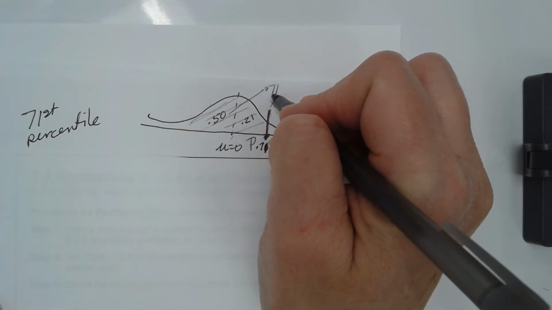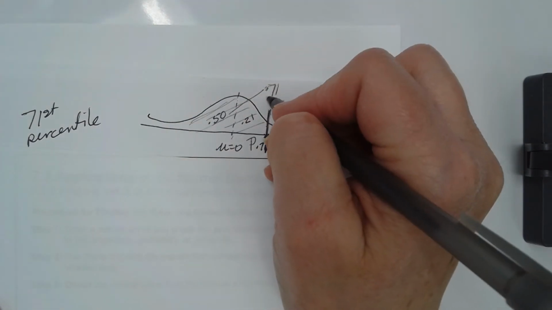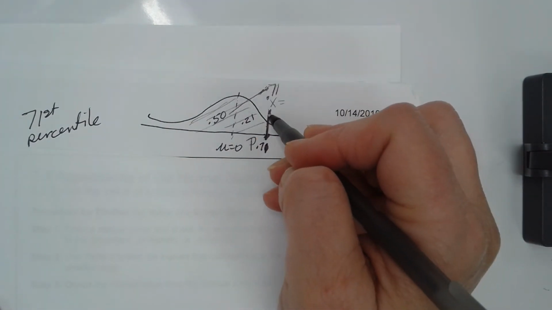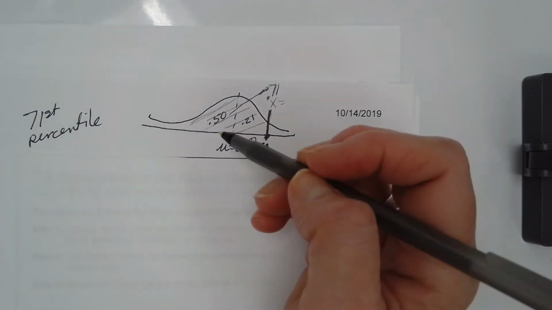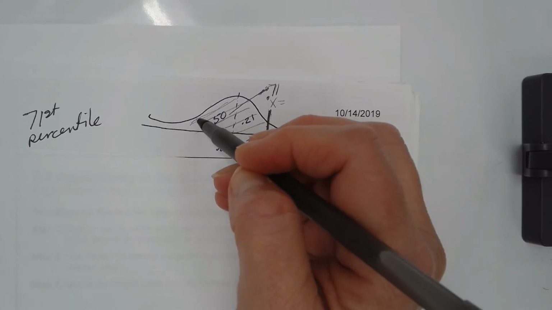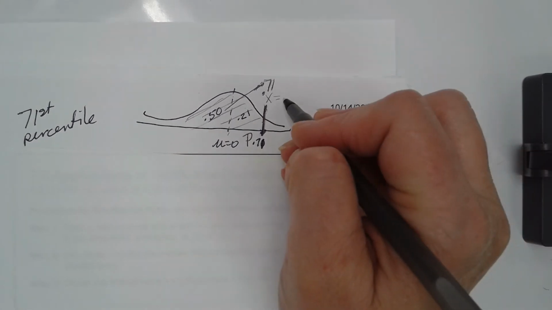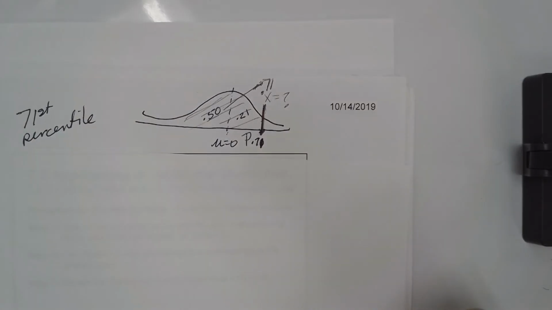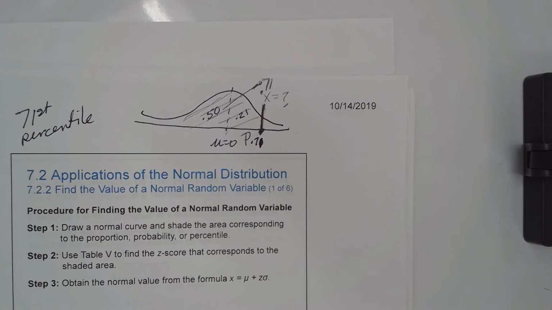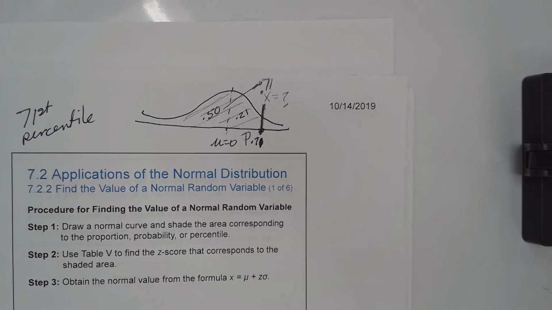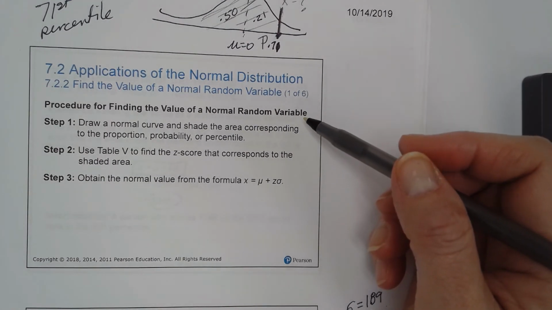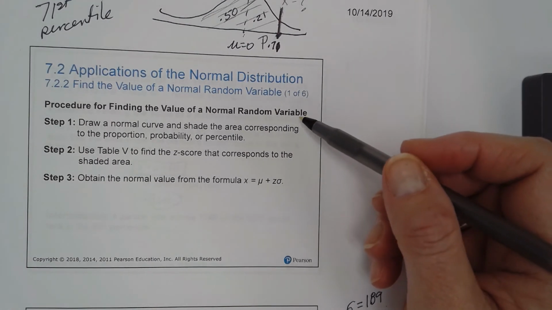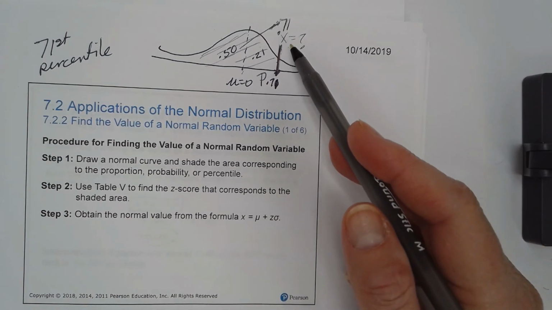Everything we've looked at up until this point, we knew the cut point, but we wanted to find the area. But if they give you the percentile, then you know the area, but you don't know the cut point. So that's what you're going to be looking for. You're kind of going backwards. So this is the procedure for finding a value of a normal random variable, which is the X value there.